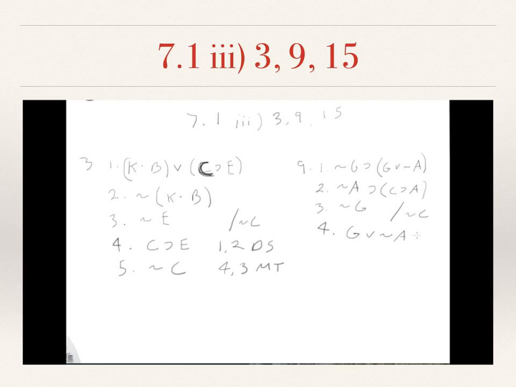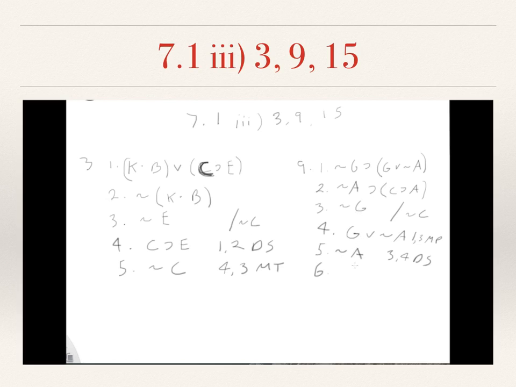G or not A by modus ponens 1 and 3. Now we also have a not G and a G or not A, and so by disjunctive syllogism we can end up with not A by itself. So that's 3 and 4 disjunctive syllogism. And this brings us to step 6, because now we can get C implies A by itself, because we now have the not A.